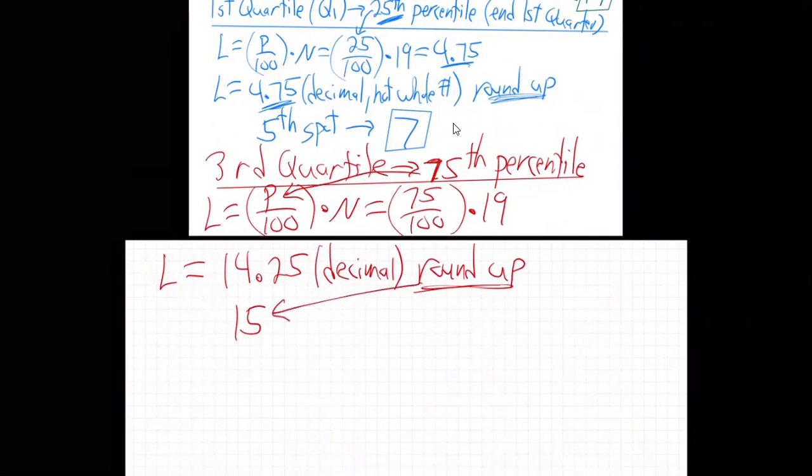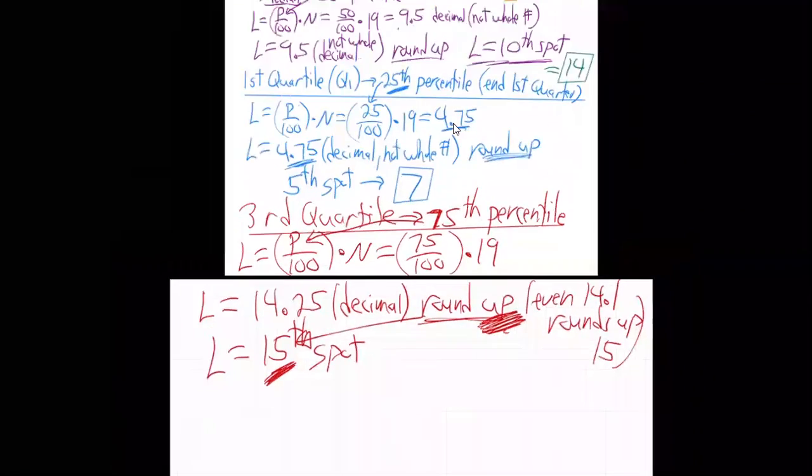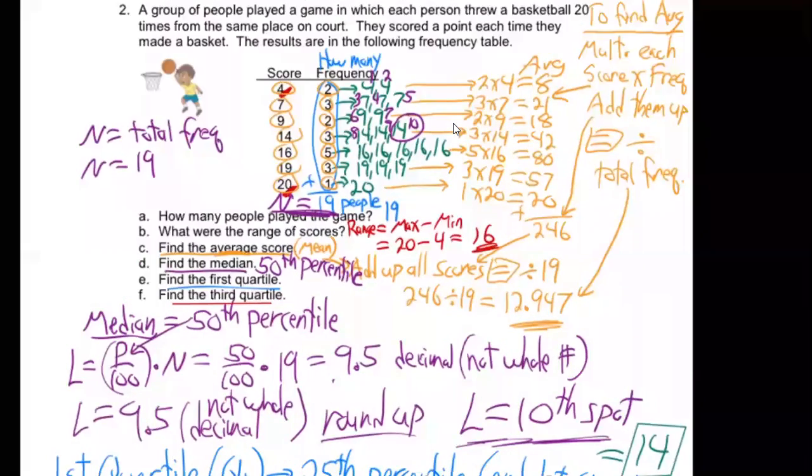Another mistake I've seen over the years with my students is they'll go, oh, Ms. Taryn, that one rounds to 14, not 15. Remember, we're rounding up. Even 14.1 rounds up to 15. Everything rounds up. We always go up. We don't mean round to the closest. We mean round up. But again, this is a spot. It's the 15th spot or the 15th number. The 15 is not our answer yet. Go find the number in the 15th spot.